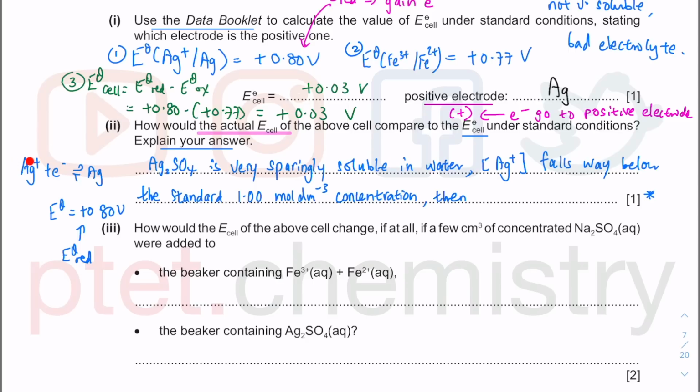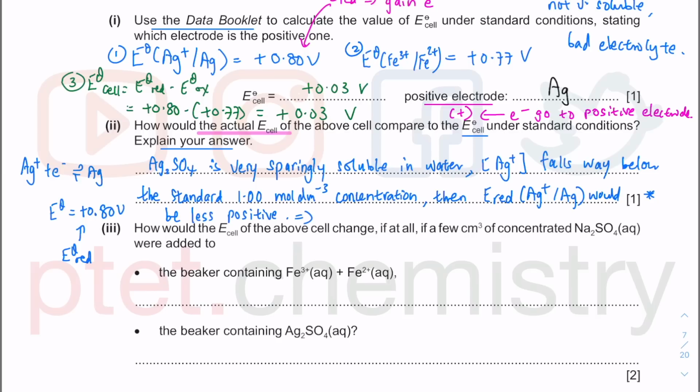And when you shift to the left hand side, this will become less positive because you favor the left hand side. Then the E red, which is the Ag plus and Ag, would be less positive. So if the E red becomes less positive, as this is not very close to zero now, that means this is going to become more negative or less positive, meaning the whole reaction is going to become less feasible.